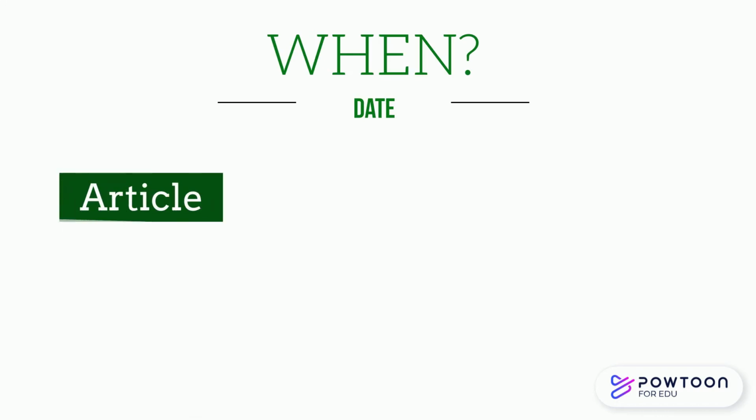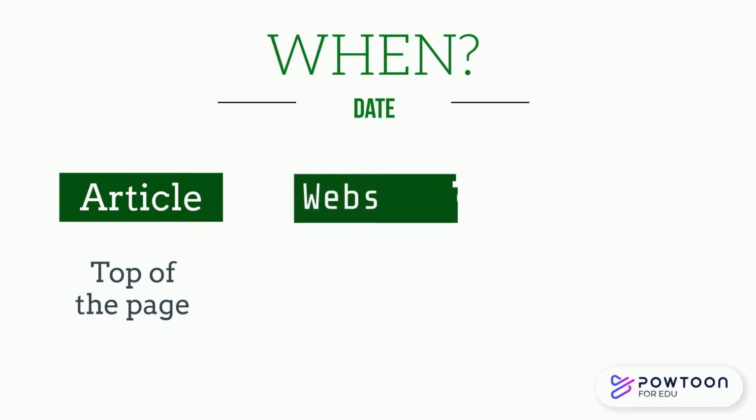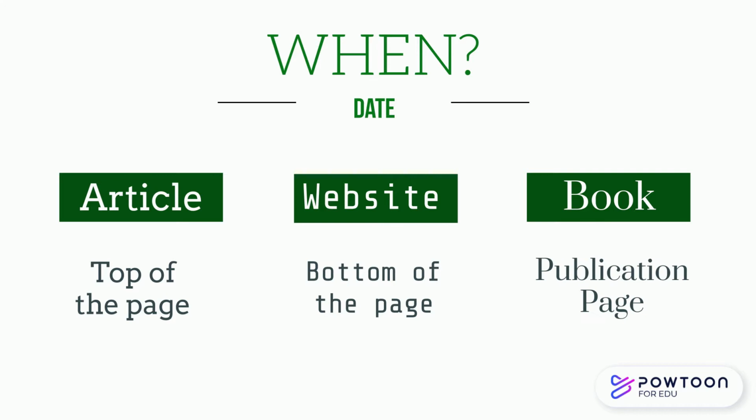When? The date of an article can usually be found at the top of the page. If the source is a website, then it will often be at the bottom. For a book, the date will be on the publication page. Remember to use the most recent date.